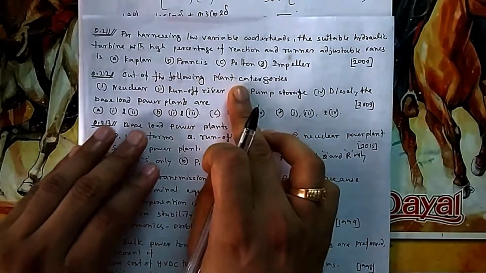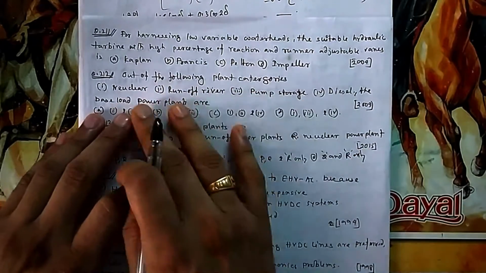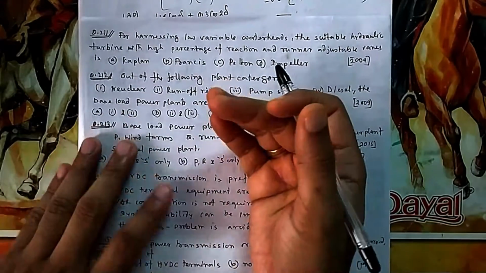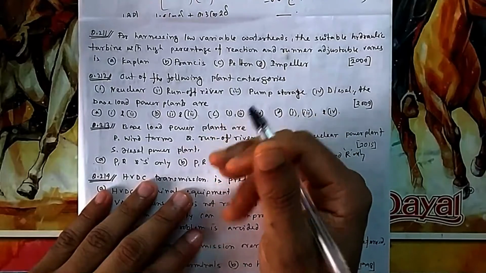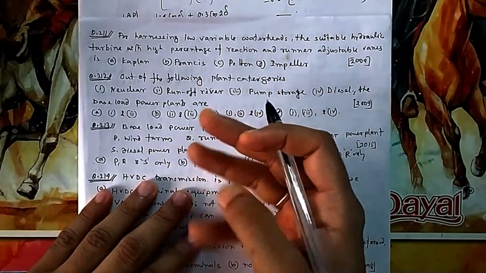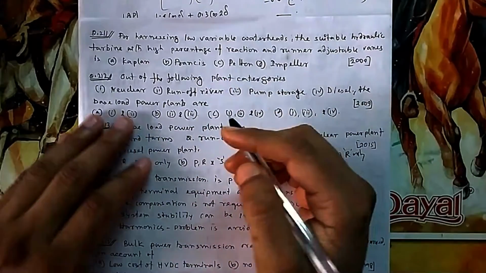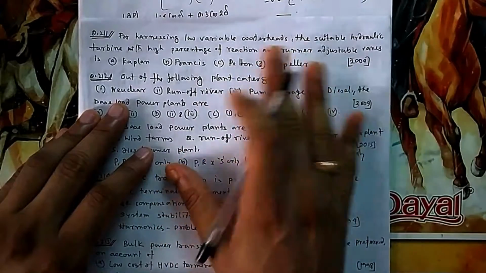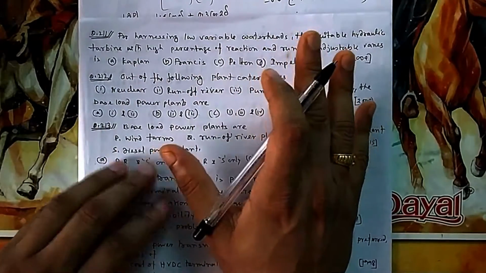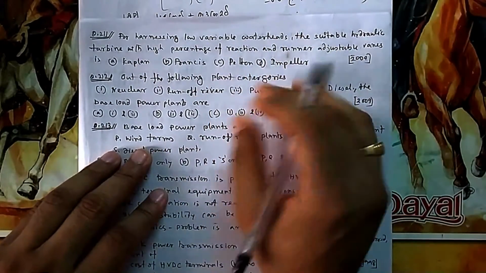Now in this type of question, you have to see what plants are given to you, and based on that, think which one should be your base load power plant and which one the peak load power plant. Nuclear, runoff, and so on, these 4 plants only you have. You don't have any other plants. So you have to support that base load.